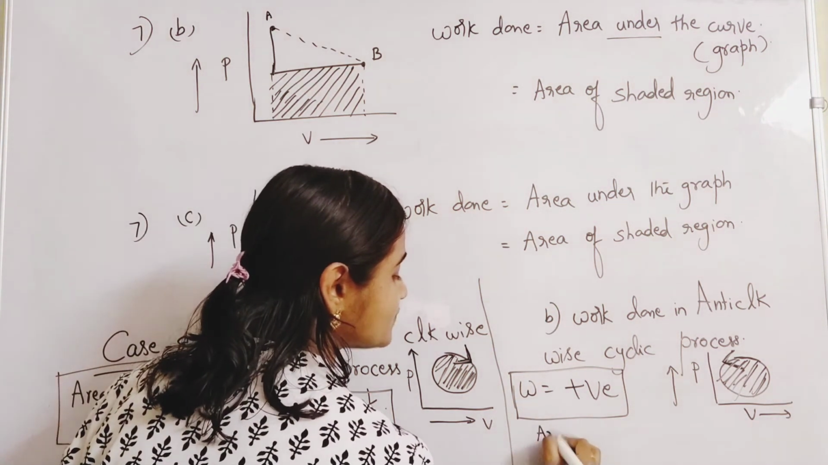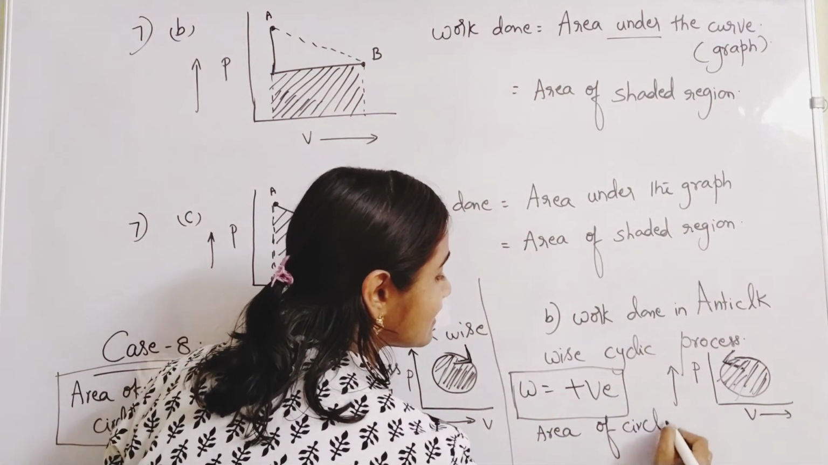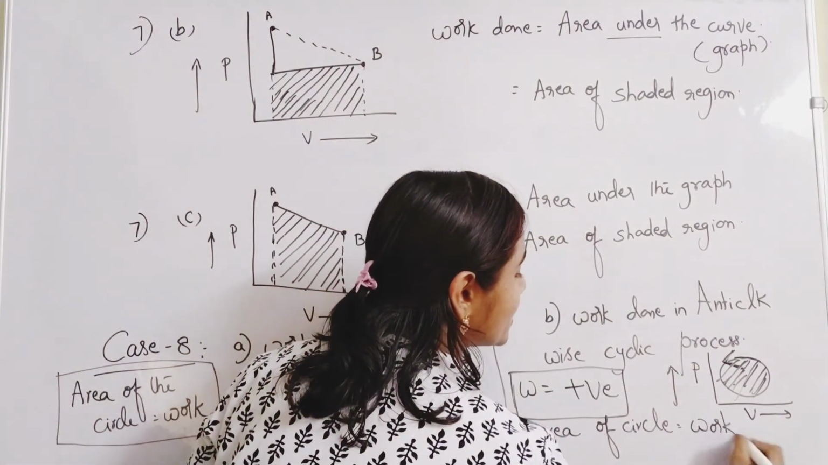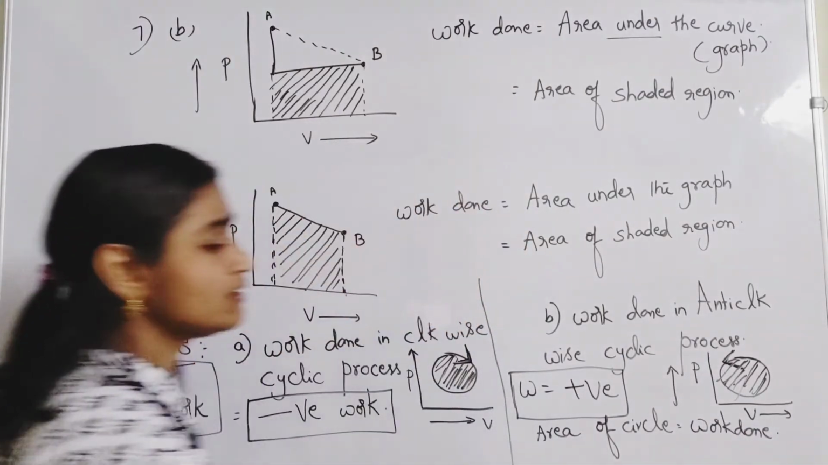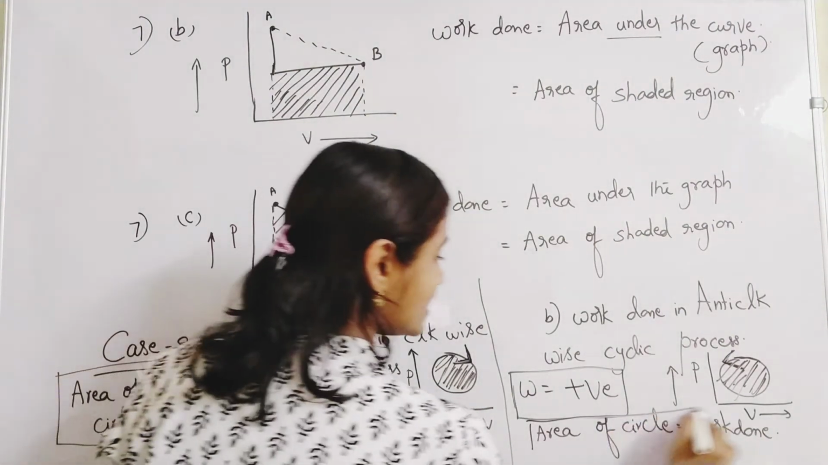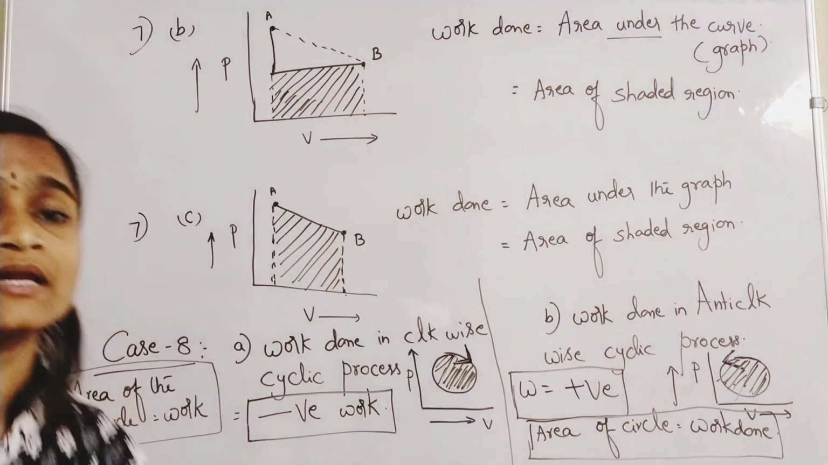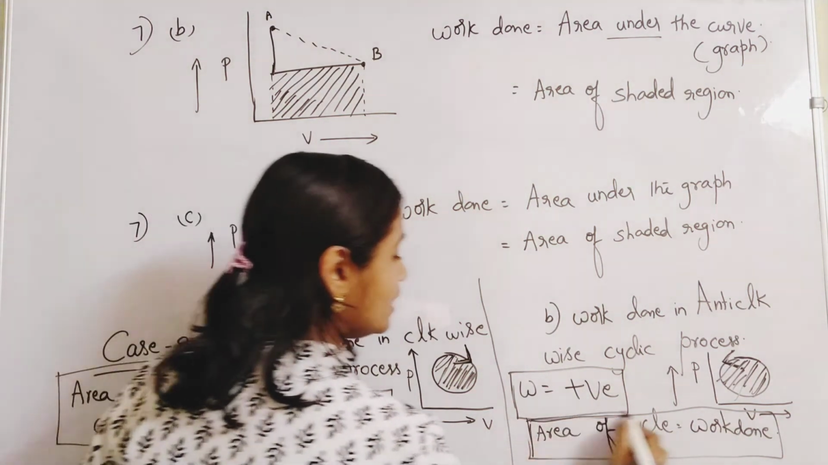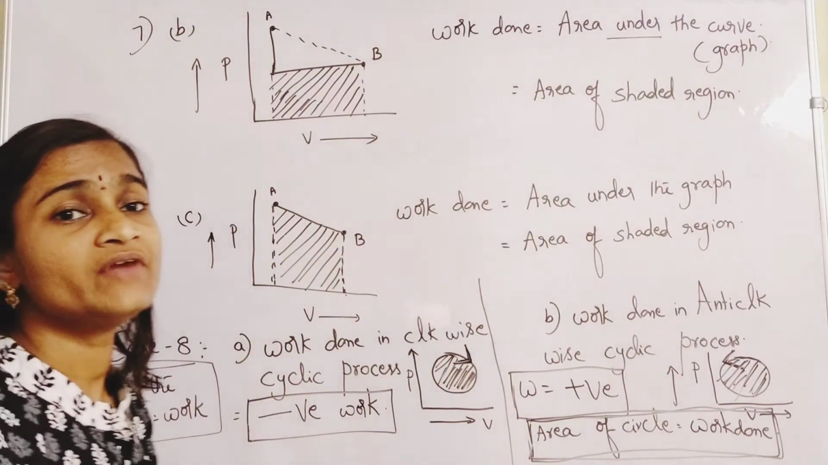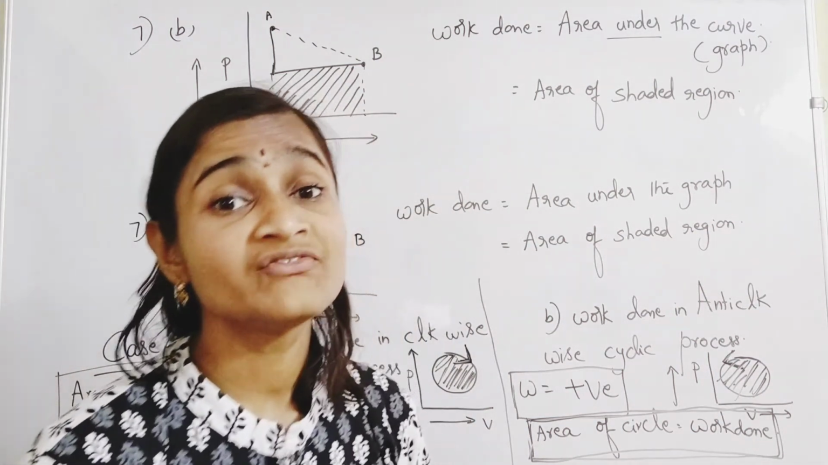The area of the circle gives you the work done. What is the area of a circle? Pi r square. That gives you the work done. Here also the work done is the area of the circle. So these are the different 8 cases where work done can be calculated graphically.